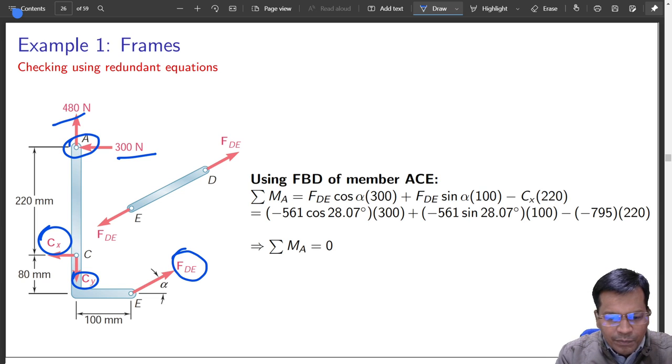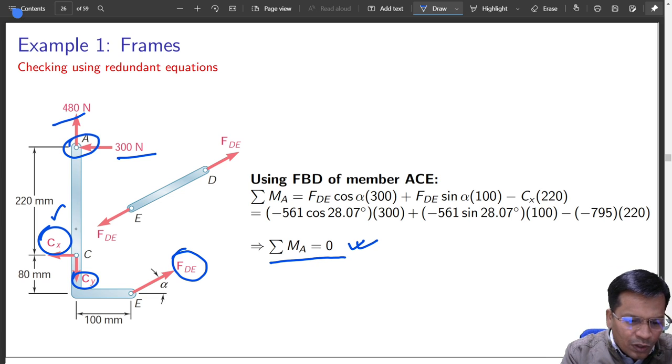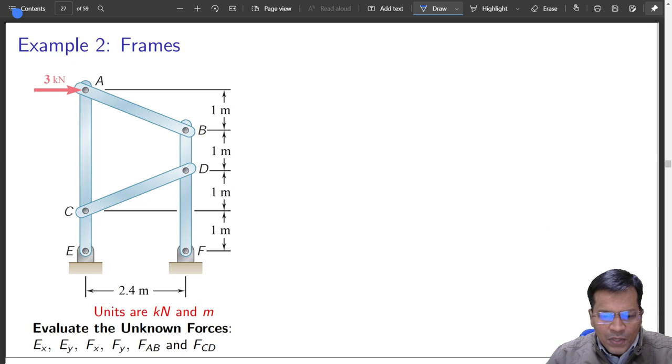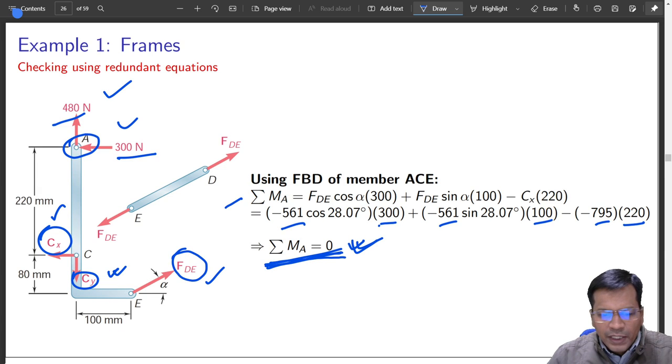Again, this is just a verification that you can do. It is a type of verification. It gives me moment at A equal to 0. Now that I know all the forces, I have taken moment about A using those forces and I found it is coming equal to 0. That means what we have found out using earlier equations is correct. I hope till here it is correct.